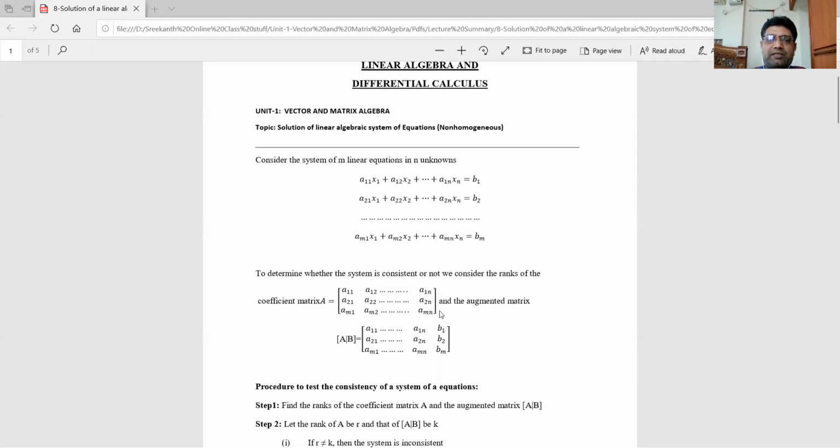And the augmented matrix notation is like this. We are augmenting the column vector of constants to the coefficient matrix A. That is known as the augmented matrix. Symbolically we write it as A, vertical slash, followed by B. So this we call the augmented matrix. We are augmenting B with A. What is B? B is the column vector of constants.